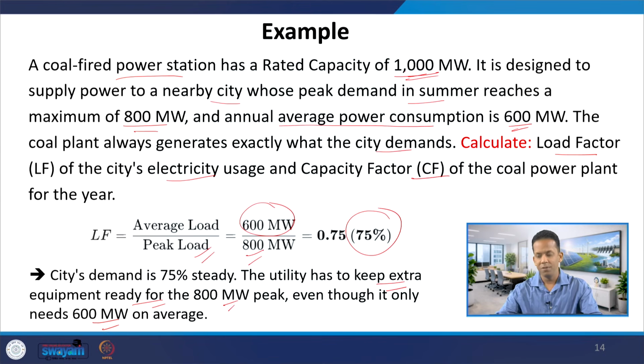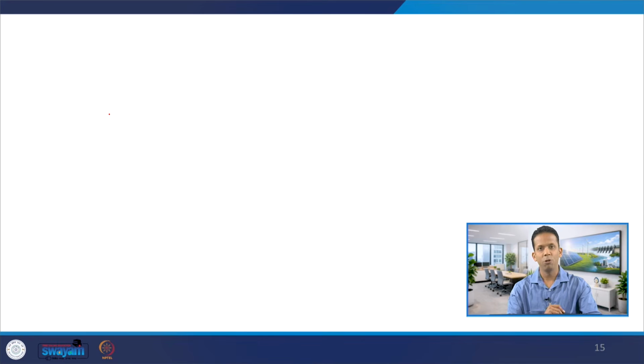Now, what is the capacity factor? Actual generation by the installed capacity. So installed capacity is 1000, actual generation average is 600, but sometimes it needs 800 also.